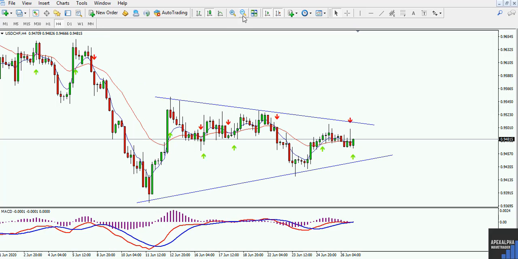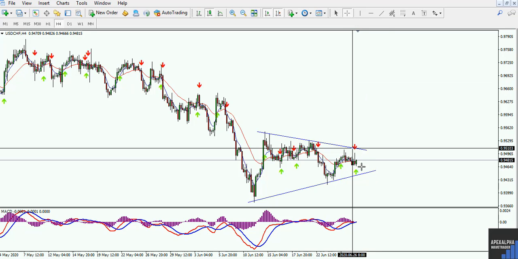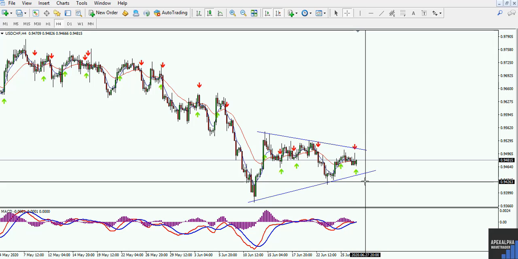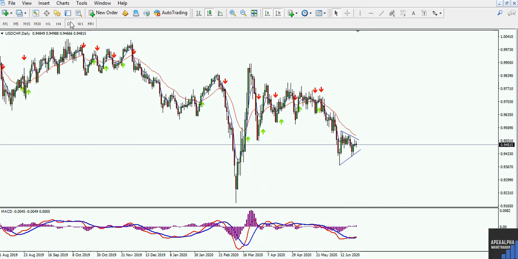Going to the 4-hour time frame, this is what we see. If you wanted to trade the USD CHF, you would either wait for this move to get up to the topmost part of the triangle and look for a wave top situation there, or you wait for a break of the triangle and trade it down. All right, so that's USD CHF.